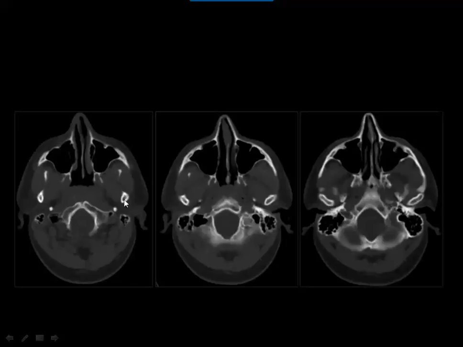Then you see the ramus of the mandible dividing now into the mandibular head or mandibular condyle and the coronoid process. Then this is the mandibular condyle, which will articulate with the temporal bone in the temporomandibular joint. Then this is the zygomatic bone, and here is the zygomatic arch. These are the nasal bones, and this is the bony nasal septum.